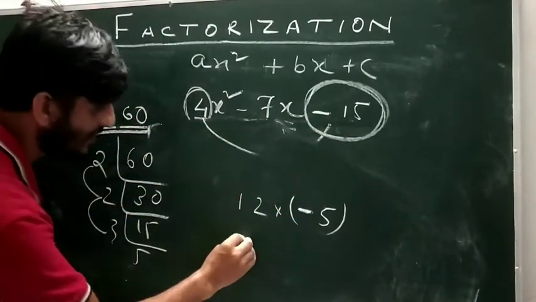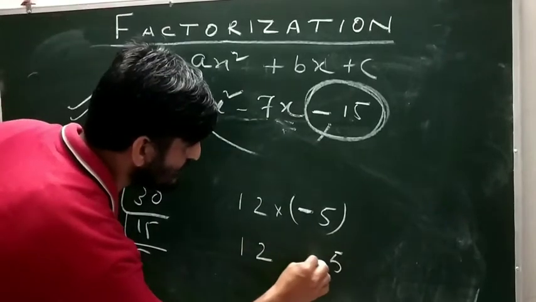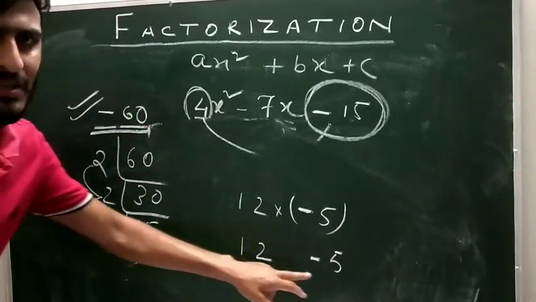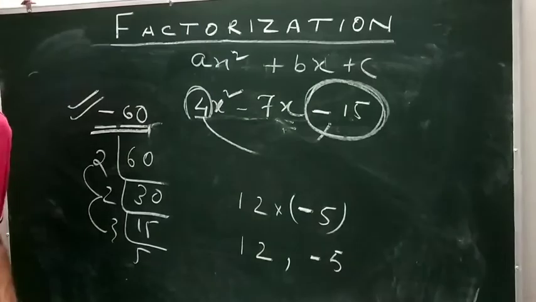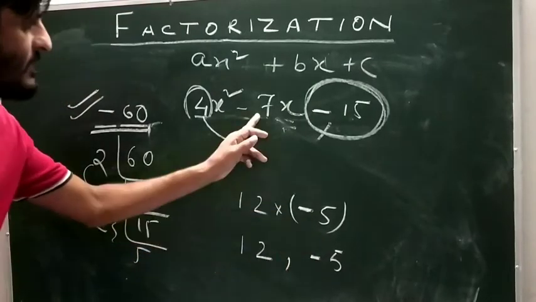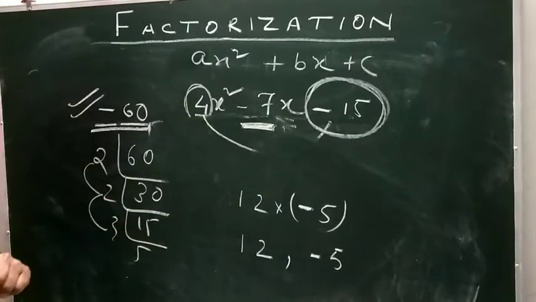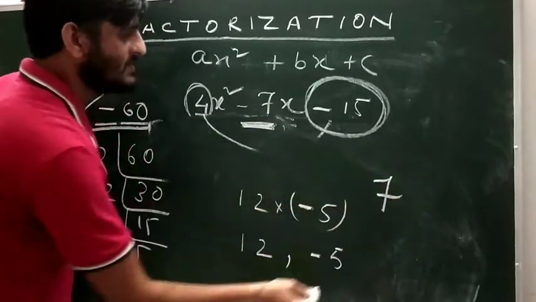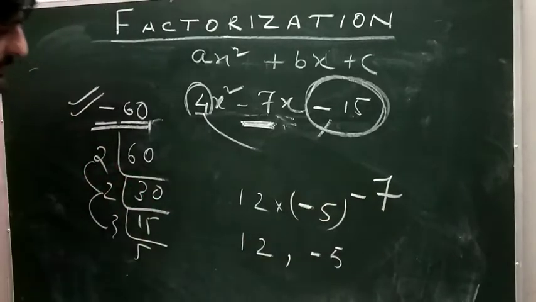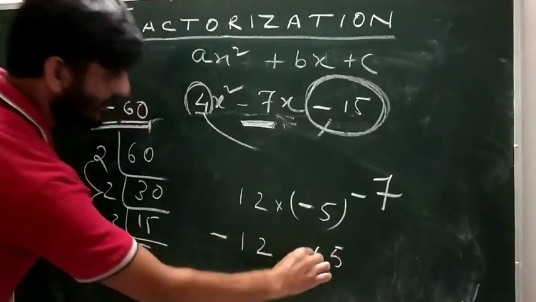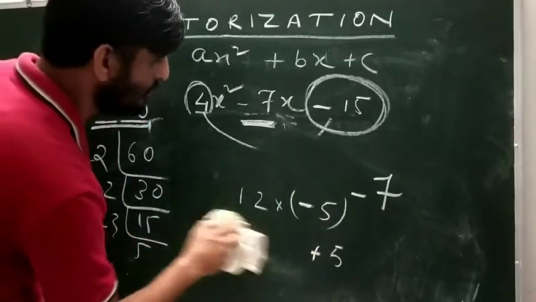But now let's see, you are taking 12 and minus 5. So what will be there? 12 minus 5, two numbers 12 and 5. What will 12 minus 5 be? 7. But our answer here is minus 7. It should not be plus 7, it should be minus 7. That means here we have to take minus, here we have to take plus. So like this we have to do the factorization.